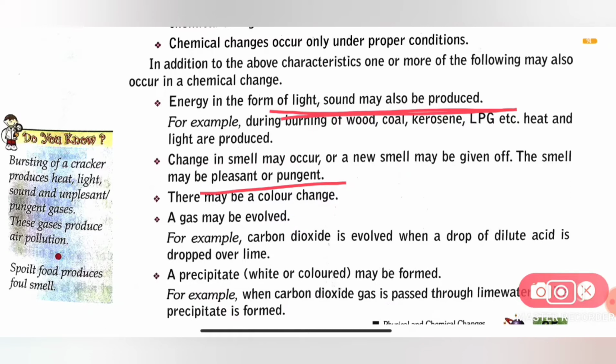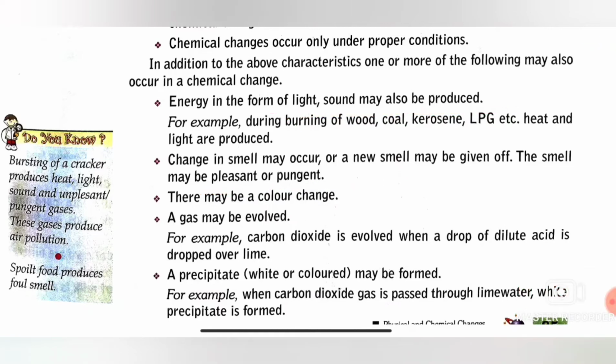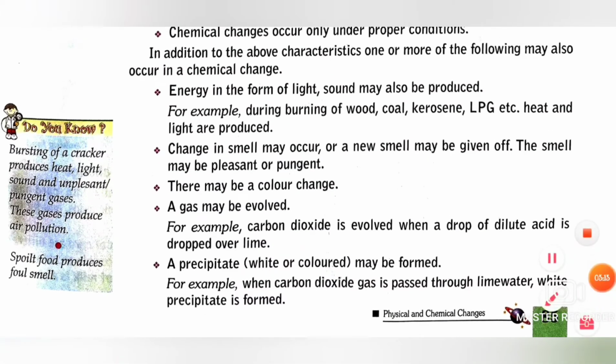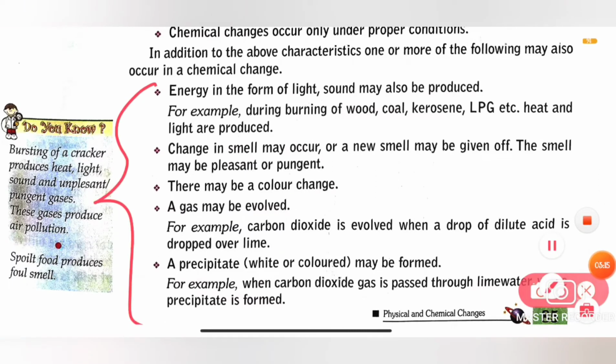Precipitation may be formed. Precipitation means when we react something, after that reaction you can see that some substance can gather at the bottom of the reaction vessel. In the equipment or place where I am doing the reaction, at the bottom of that beaker or test tube, some substance is gathered, so that is called a precipitate. So that can also be formed. These are the extra things about chemical change.